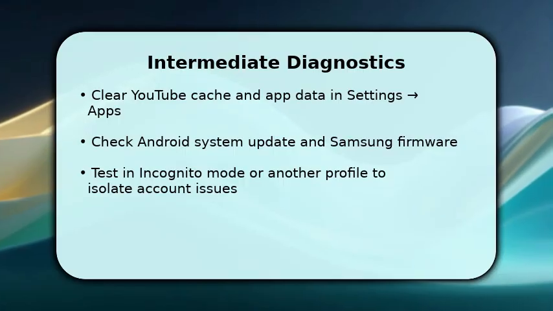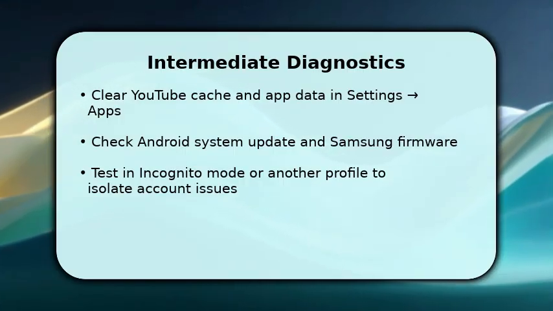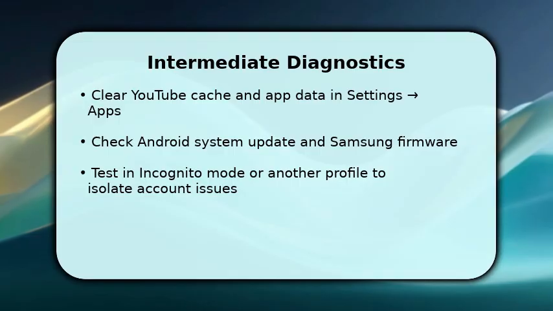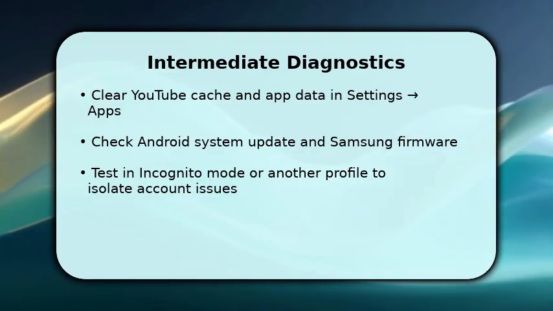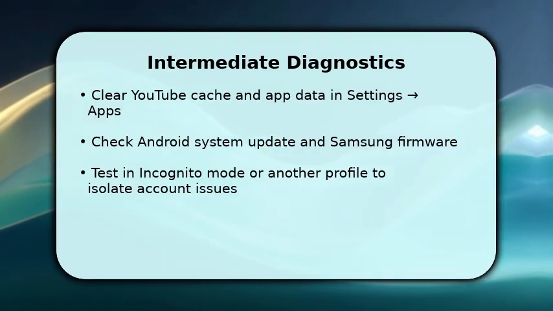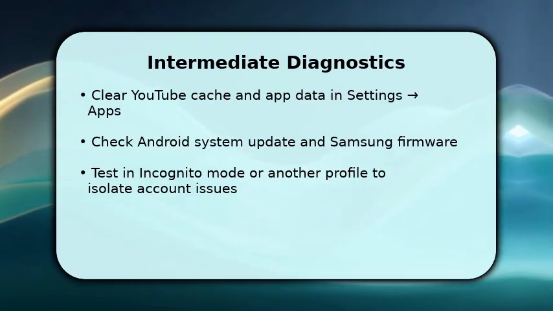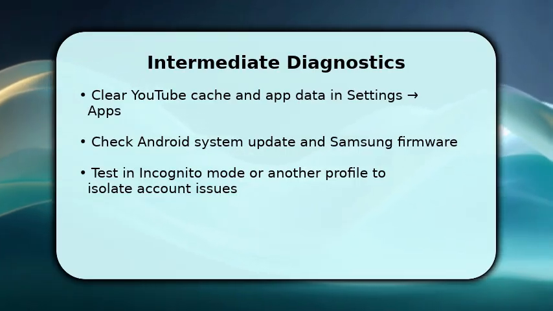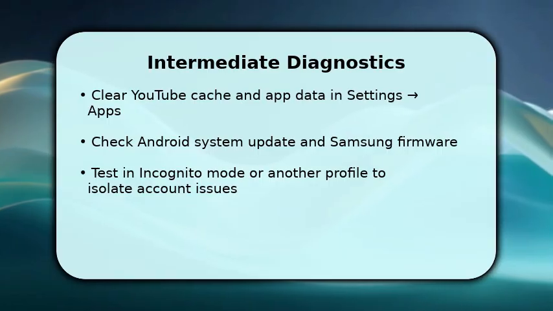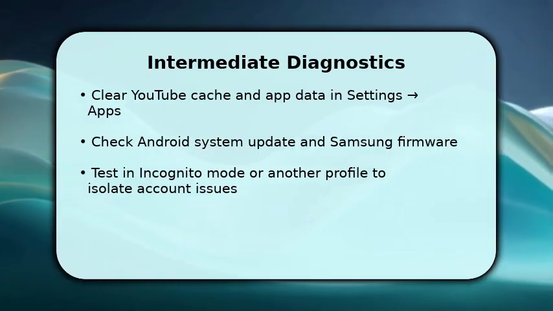Now you dig deeper to isolate the problem. In Settings, right arrow Apps, right arrow YouTube, clear cache, and if needed, clear app data. This resets corrupt local files while preserving your Google account unless you remove it. Then check for Android or Samsung firmware updates because OS bugs can break media playback.